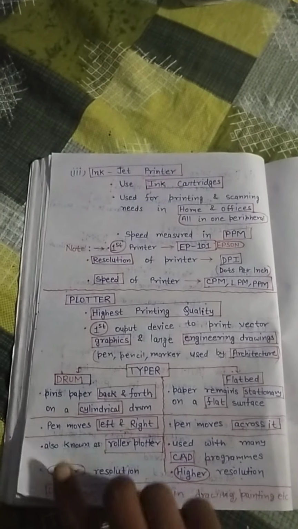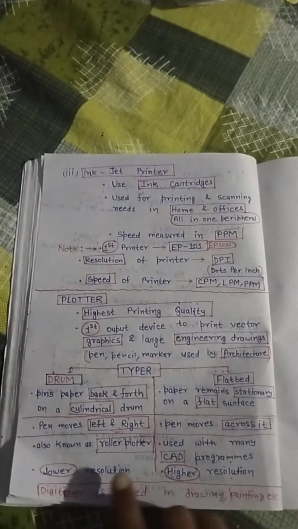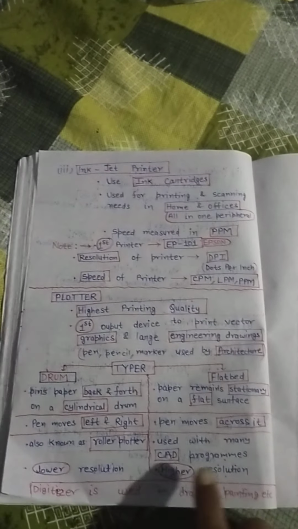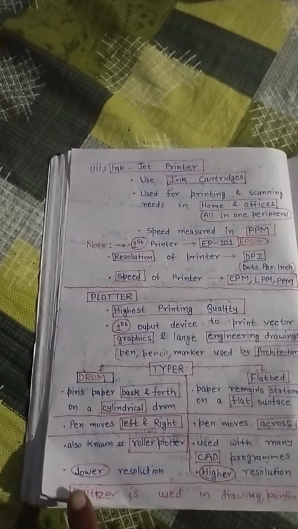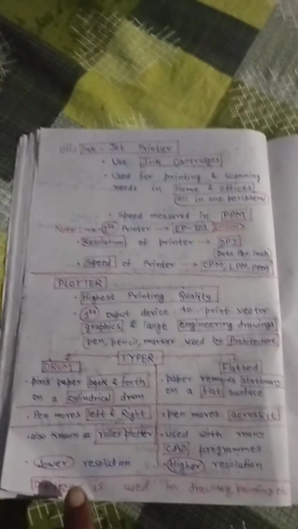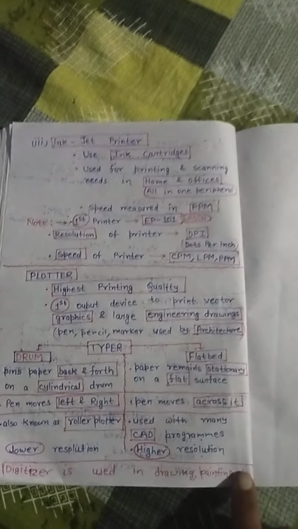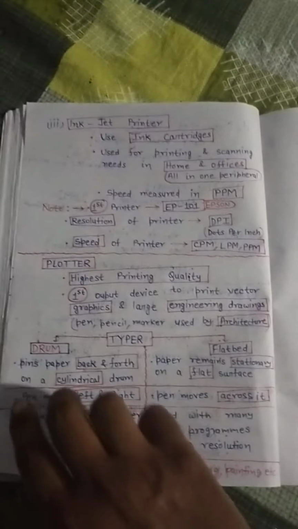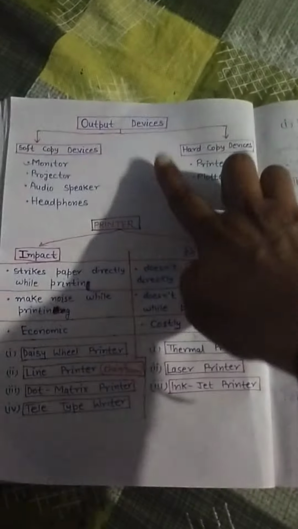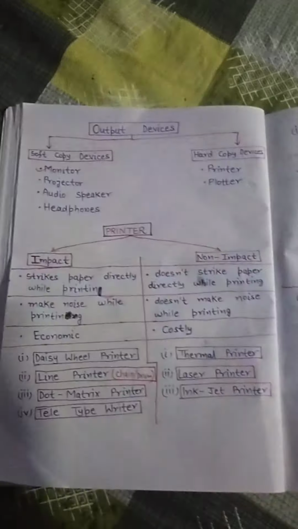Drum has lower resolution and flatbed has higher resolution. One more, digitizer is used in drawing, painting, etc. So this was all about output devices of computer. Thank you.